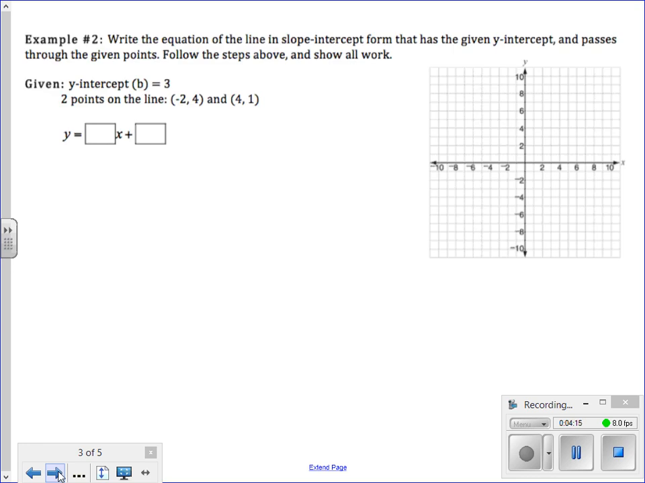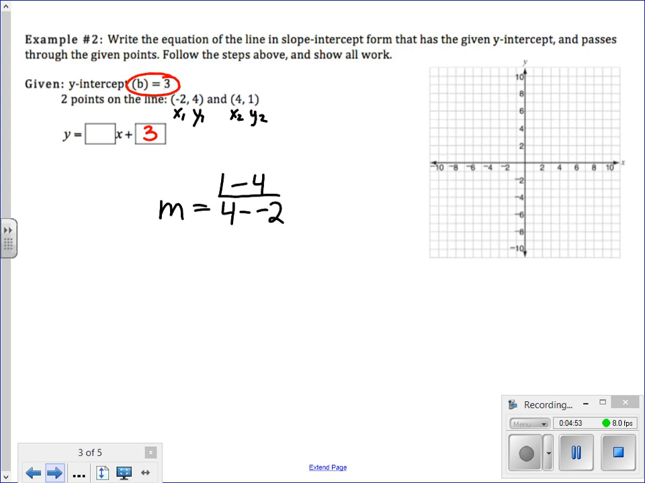Number 2 says write the equation of the line in slope-intercept form with the given y-intercept that passes through the given points. I'm starting with the same information. I know that I have a y-intercept of 3, so I can go ahead and put that right into the formula. Now I need to calculate the slope. I need to use the slope formula, to help me keep things organized. So I have slope equals y2 minus y1, 1 minus 4, over 4 minus negative 2.